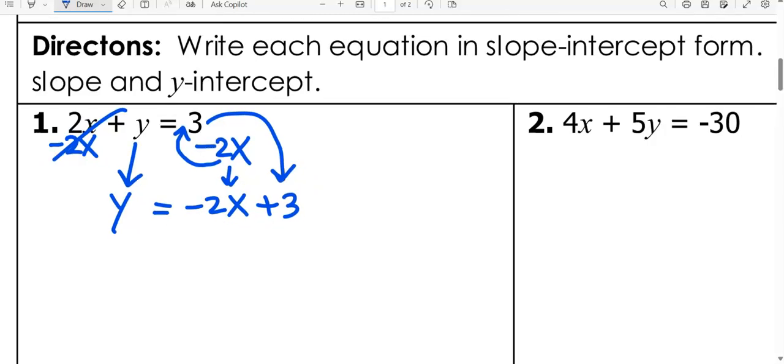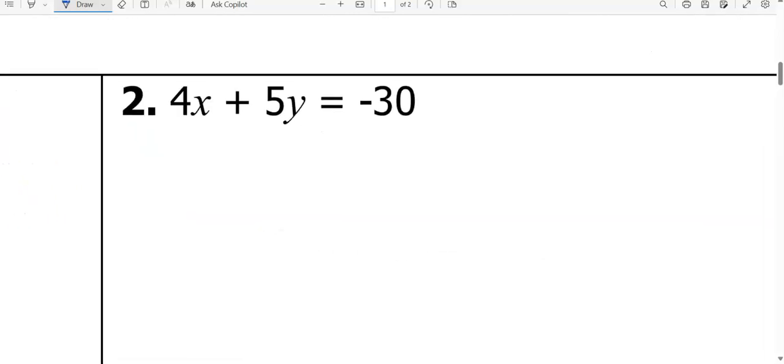All right, here we go. Number 2. Make sure your head's up so you can see this. Okay, I'm solving for y. What should I get rid of first over here? Well, the x has to go. What's the opposite of a positive 4x? Minus 4x. And on the other side, minus 4x. Okay? Now, remember, the mx goes in front of the b. Do not add them together. Okay?